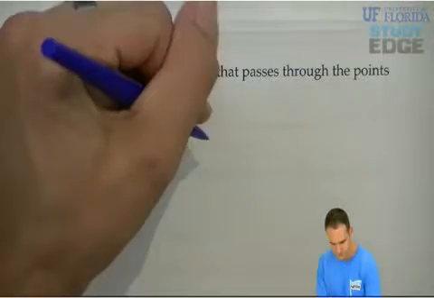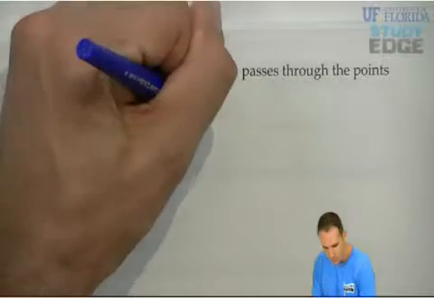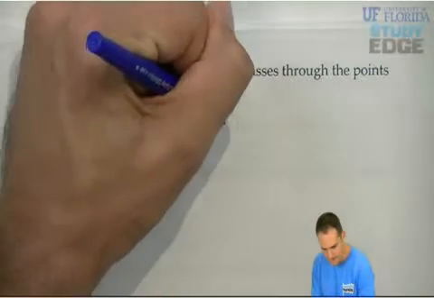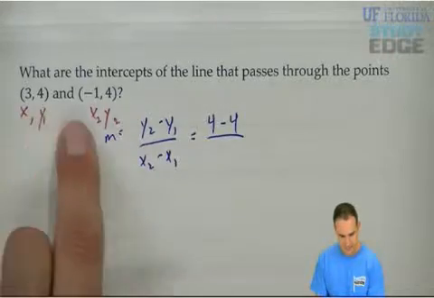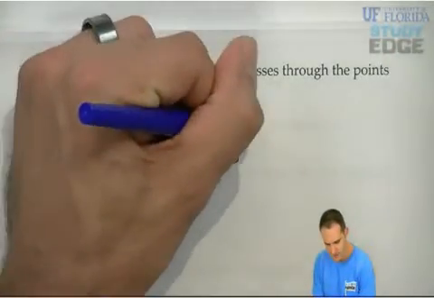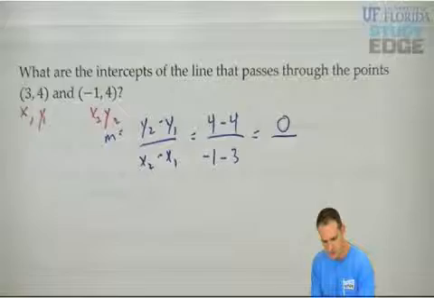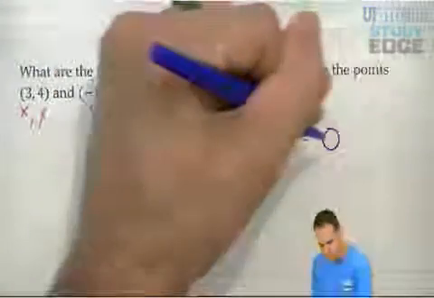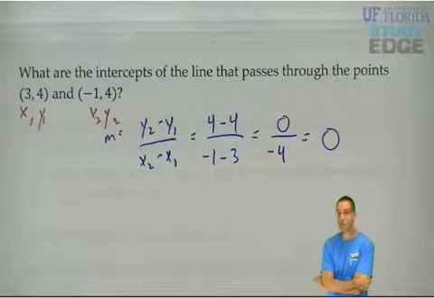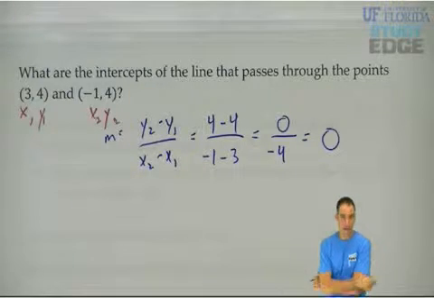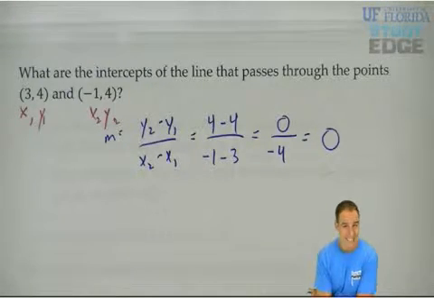Plug it in. We have 4 minus 4, y2 minus y1 over negative 1 minus 3. That will give you 0 over negative 4, which gives you a slope of 0. This is one of those special cases.